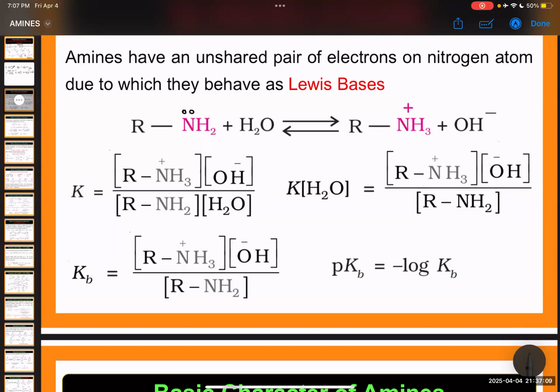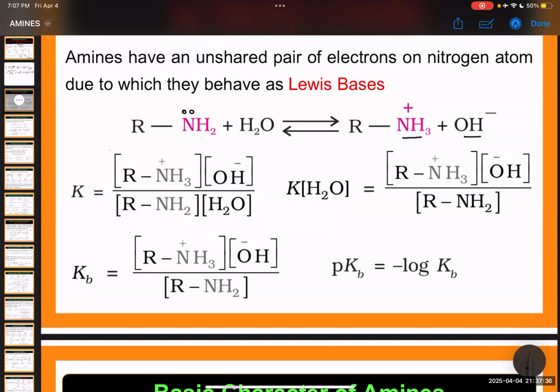So they donate their lone pair to H plus from water, and you get this NH3 plus and OH minus. So they increase the concentration of OH minus in water. So we should consider them as bases. I hope this is clear. Got it?